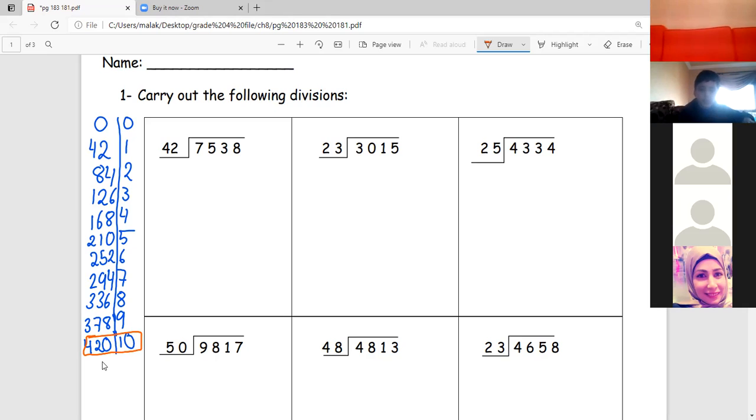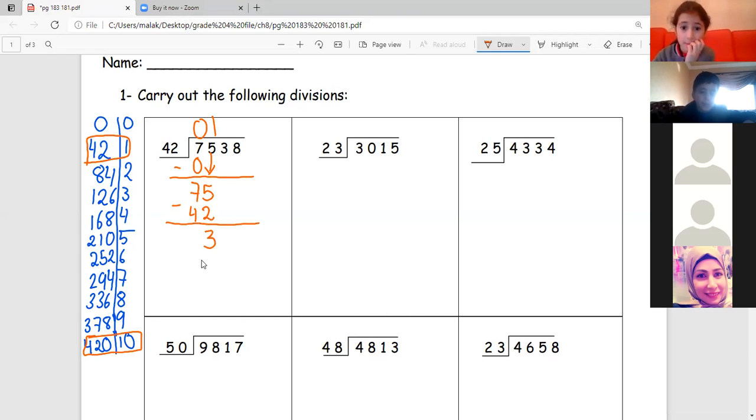Let's start. Table 42. We start with 7, it is zero. Zero up, zero down. Then we subtract. We bring down 5, zero minus. Closest number to 75 is 42, because 84 is bigger. Put one up, 42 down. Now subtract. 2 minus 5 needs a borrow, 7 minus 4 is 3. We bring down 3.